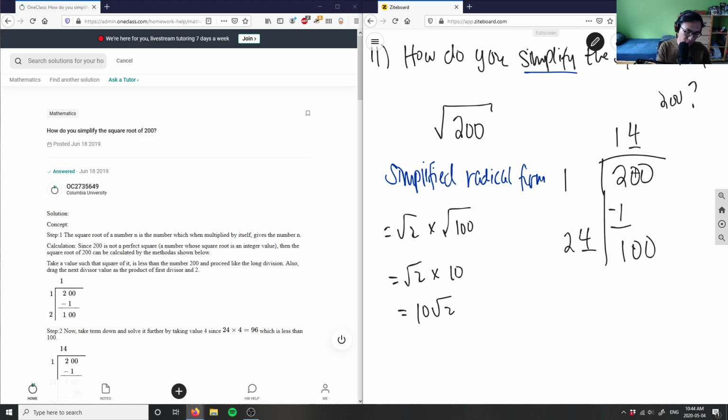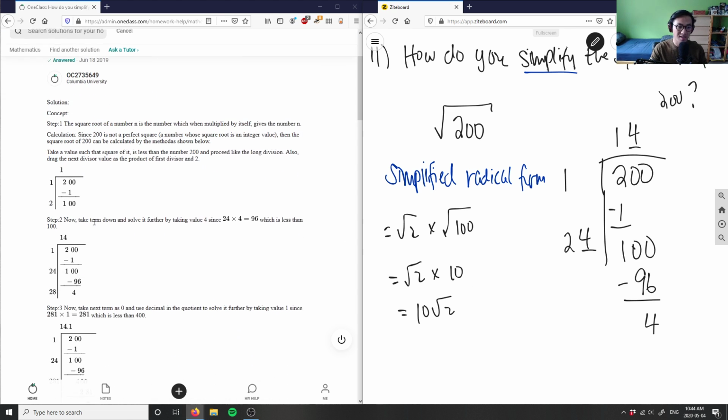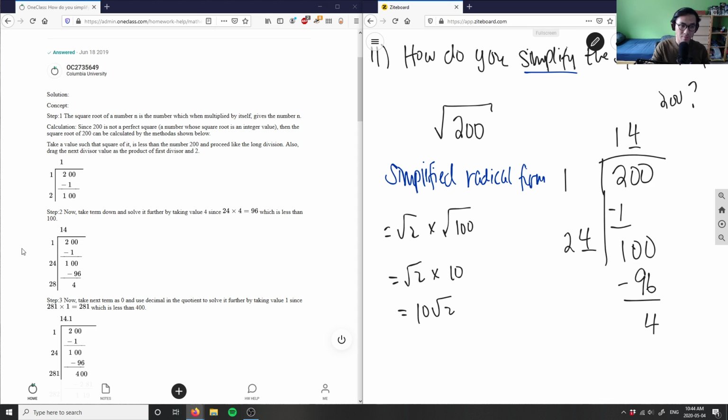So 24 times 4 here would give me 96, right? This here would be subtracted as well. So 100 minus 96 here equals 4. And then, again, they did the exact same thing here. I have 24 again here. And what I'm going to do is add 24 and 4 together to get 28 here. So 28 will be my next divisor here. It's going to divide into 400, right?